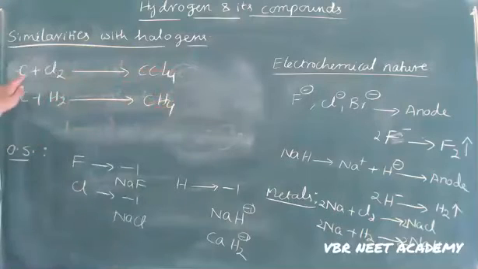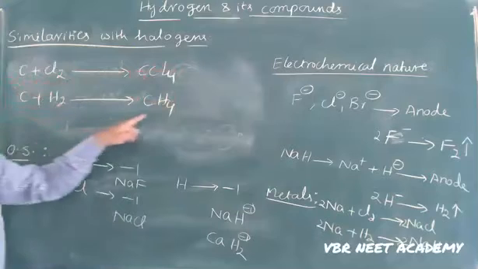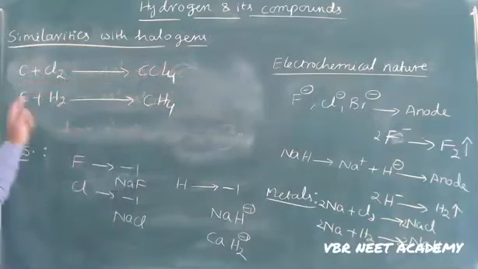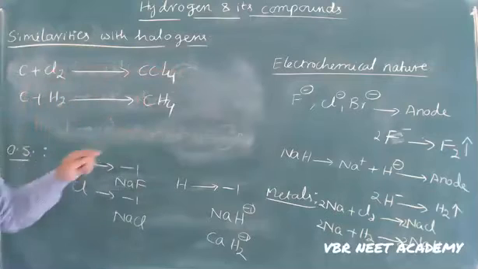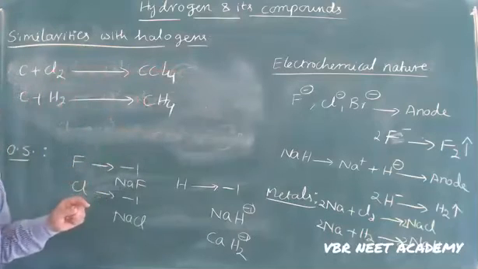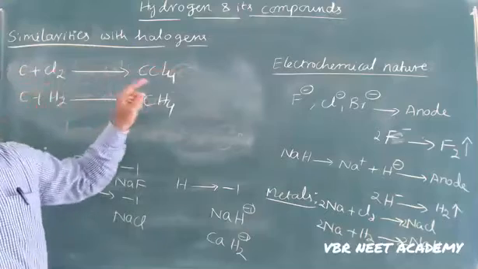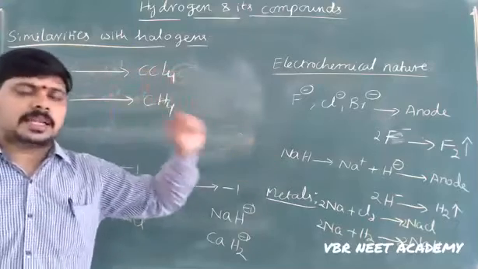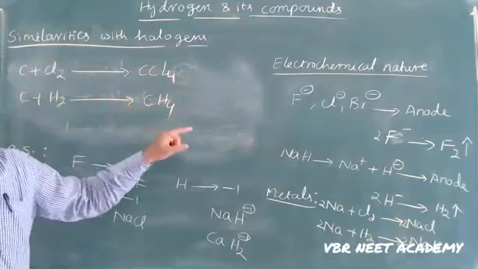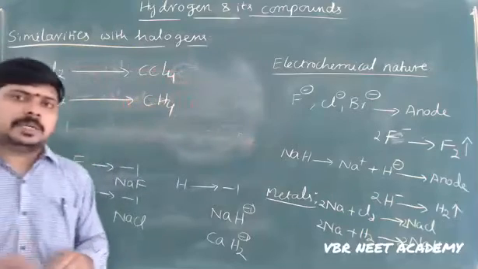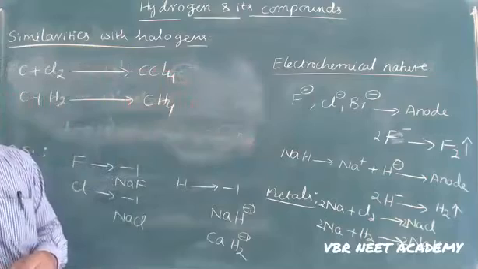So C and chlorine are going to give CCl4, and C and H2 are going to give CH4, and silicon is also going to show SiCl4, SiH4. So how the metals and non-metals are going to be reacting, the same way the hydrogen is also going to be reacting like that of a halogen. So these are all the similarities we can say. The hydrogen can be kept along with halogens.